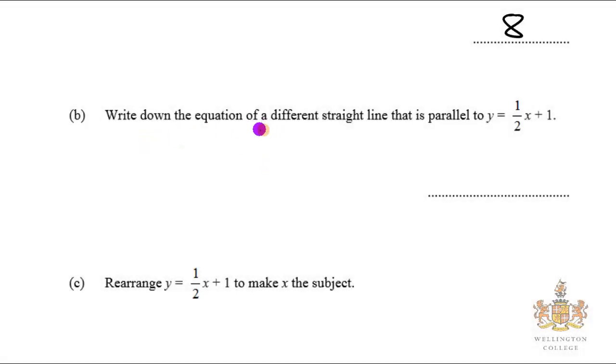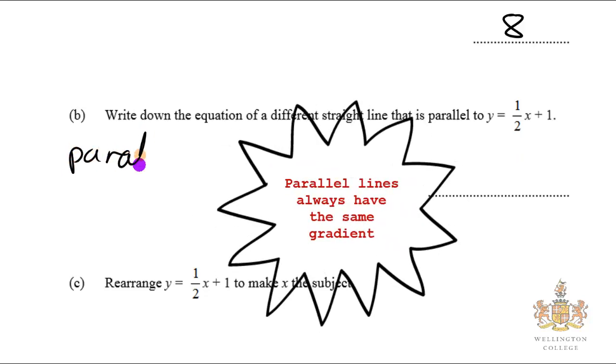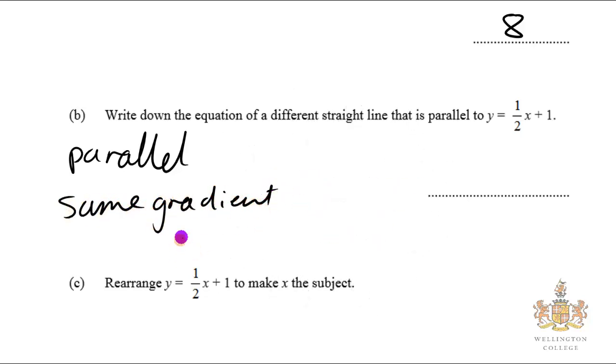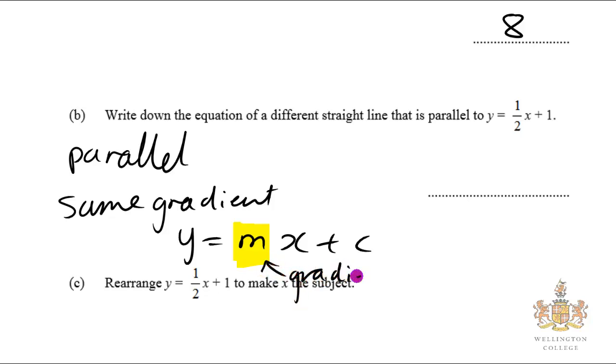Now we're asked to write down the equation of a different straight line parallel to y. Now if they are parallel, then we have the same gradient. Remember, y equals mx plus c. m gives us our gradient. I'm going to keep saying this, so it helps you remember. Gradient. And c is where it crosses the y-axis.